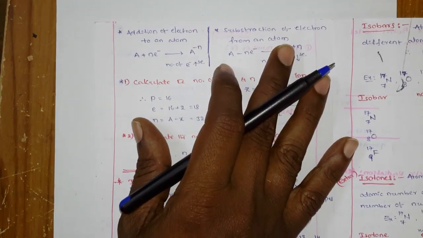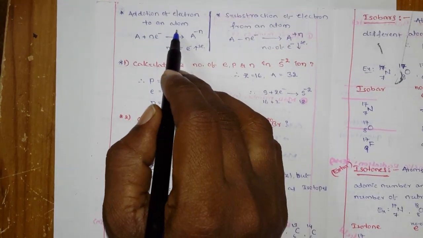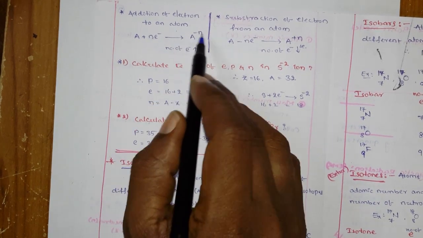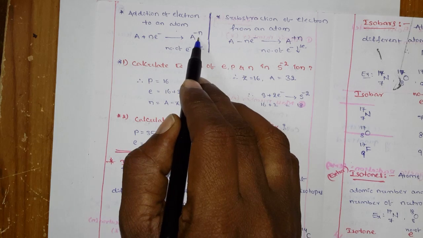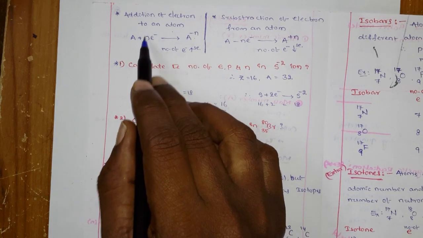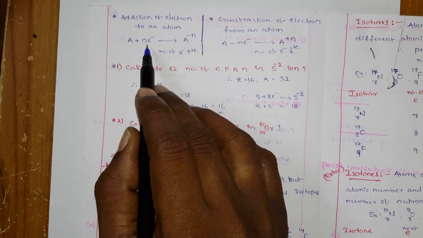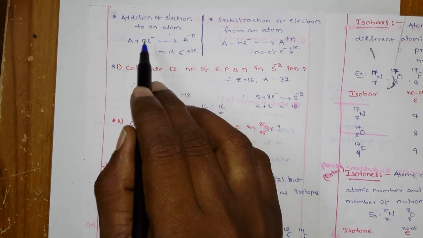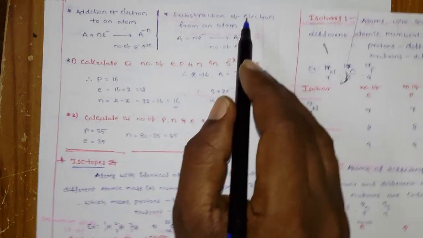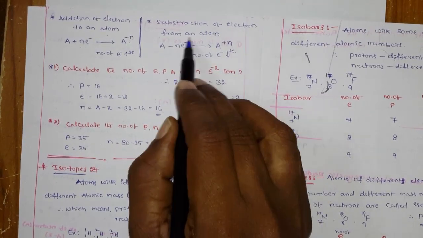Suppose when you add an electron to an atom, what does the atom possess? It possesses a negative charge, depending on how many electrons you are adding. If you add 1 electron, it possesses -1. If you add 2 electrons, -2; 3 electrons, -3. Very similar is the subtraction of electrons from an atom.